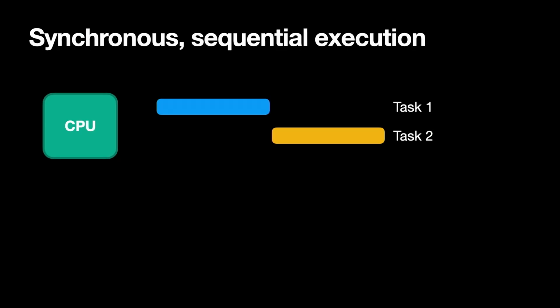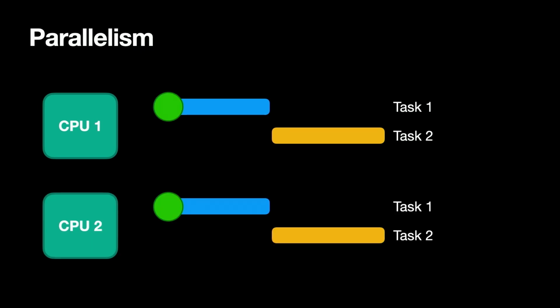And there are a few ways that you can process tasks. You have synchronous and sequential execution, where you have a CPU core, you have a task, it does the task, completes it, and then moves to a different task. You also have parallel execution, where you have multiple CPU cores, and each one is doing one thing.